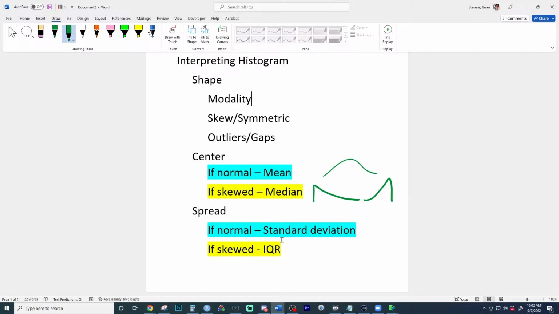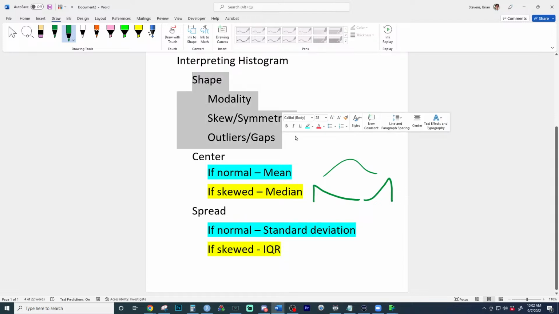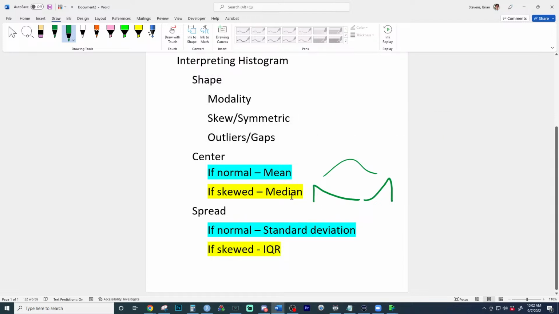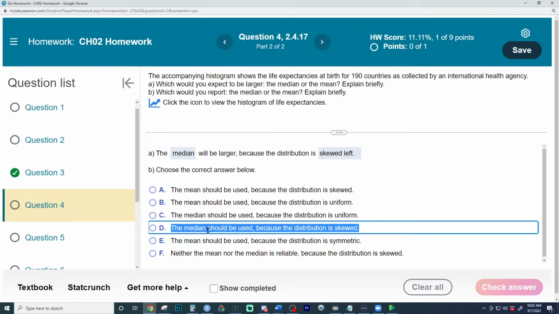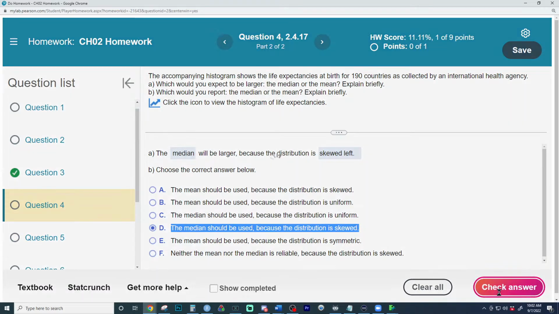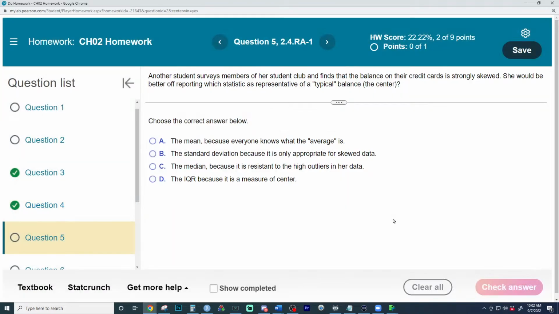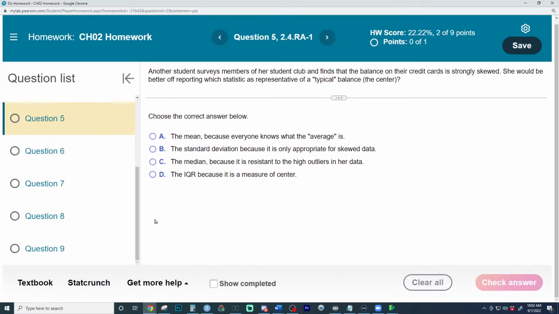This is a great question right here. If data is skewed, we should use what and what? IQR for spread, correct. And because we figure out if it's skewed and all this good stuff up here, we should use median and IQR. Yeah, median for center and IQR. So the median should be used because the data is skewed. Yeah, that's literally it. Okay, cool. Oh, it didn't ask about spread. It could have said, what spread should we use?